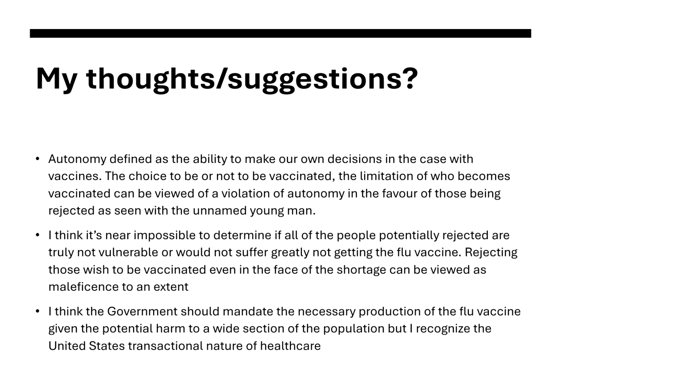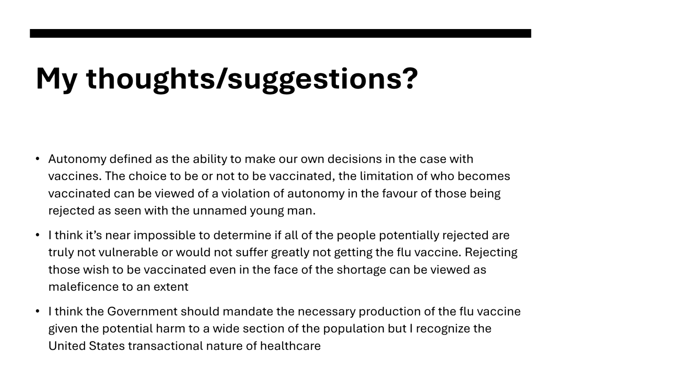Autonomy is defined as our ability to make our own decisions. In the case of vaccines, the choice to be or not to be vaccinated is up to us, obviously. In this case, the nurses are violating autonomy, as they are picking and choosing who gets to be vaccinated, although this is based on a limited supply.